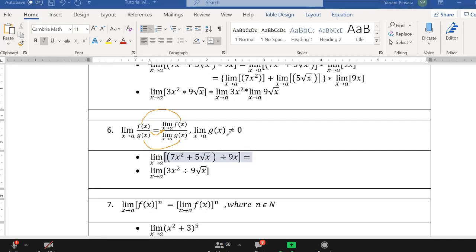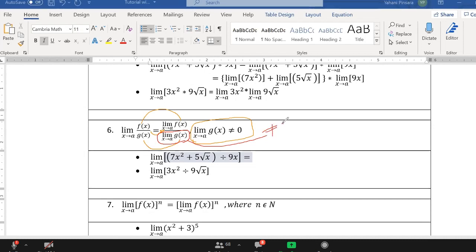Thank you for helping me. The thing is, here we can apply this law when the limit of gx as x approaches a is not equal to 0. That means if this part is not equal to 0 only, we can use this law.